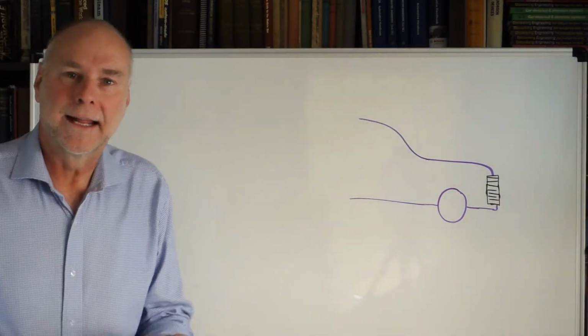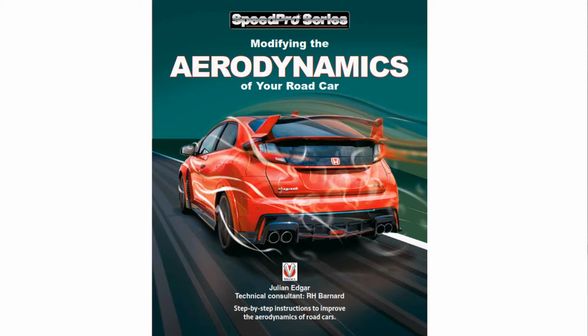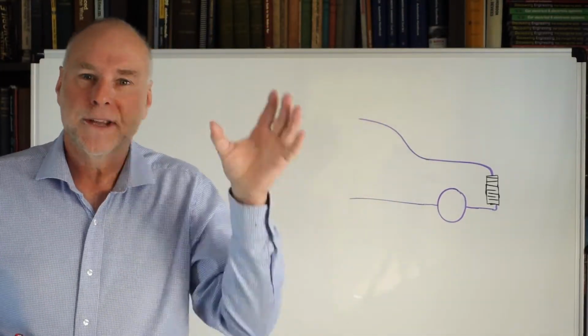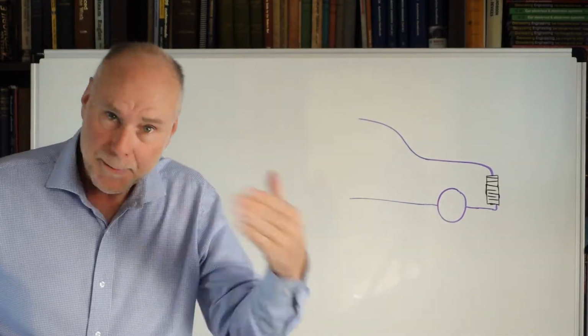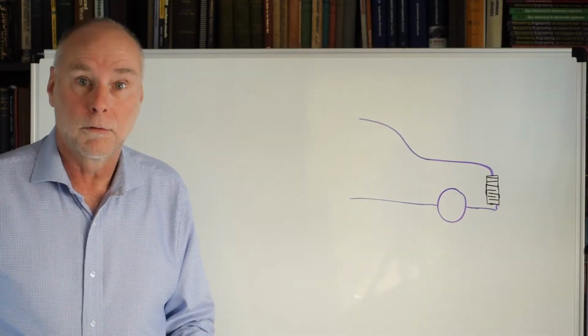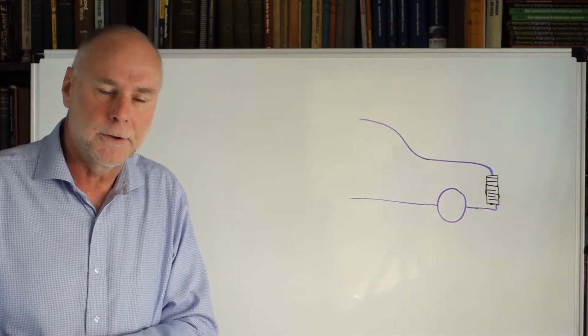Hello, my name's Julian Edgar and I'm the author of the book Modifying the Aerodynamics of Your Road Car. What I want to do in today's video is talk about how you get most air through a front mounted heat exchanger. Now typically that'll be a radiator, but could also be an intercooler, could also be an oil cooler. We'll talk about it being a radiator in today's video just to make it easier to refer to.